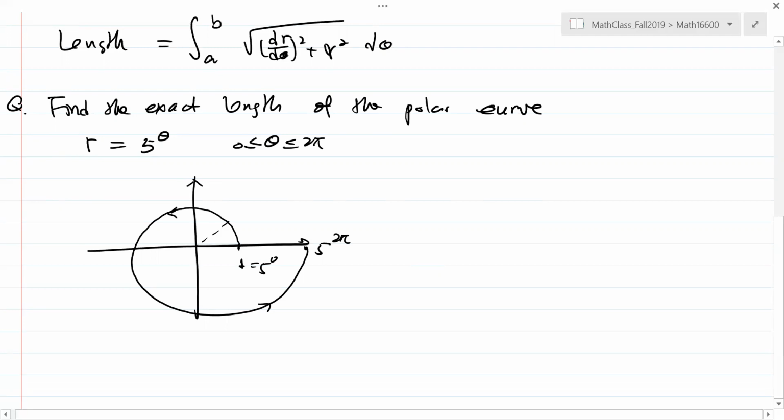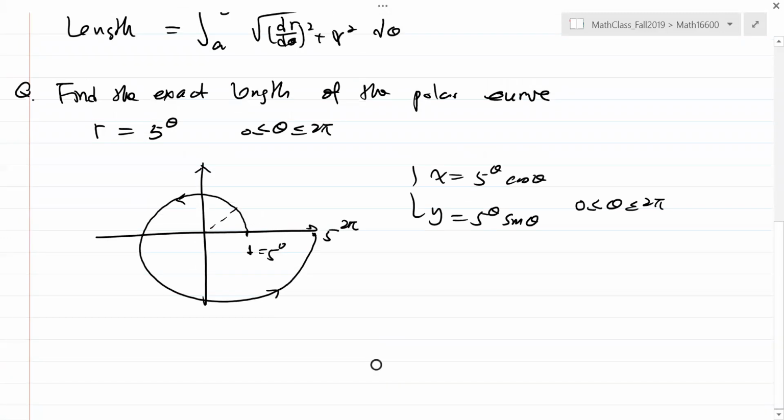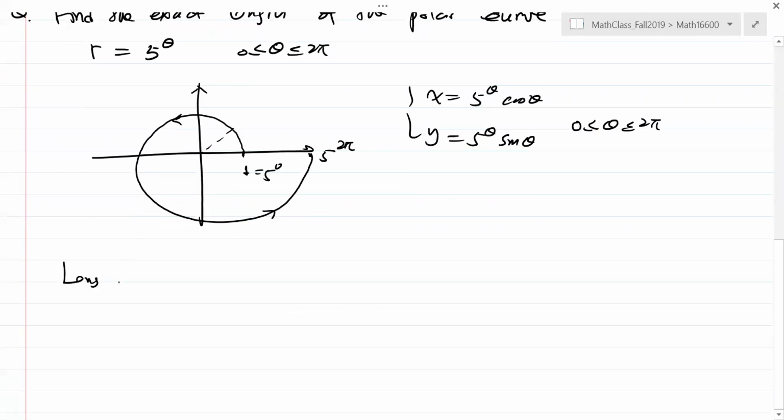So using that, how to find the length, right? For this curve, if we want to use parametric equations, the parametric equations will be x equals r cosine theta, so 5 to the theta cosine theta, y equals 5 to the theta sine theta, where theta is between 0 and 2 pi. That's the parametric equations for the curve. But if we remember the above formula, you don't need to go through this step. So the length is going to be the integral from 0 to 2 pi of the square root of r squared plus the derivative of r with respect to theta squared. Okay, that's it.